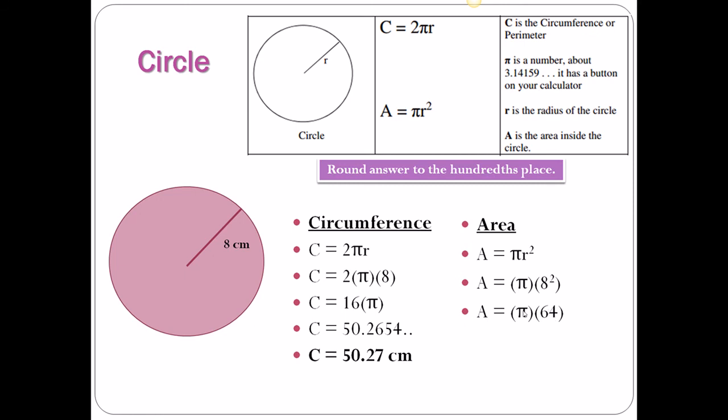Now just 64 times pi, again use the button on your calculator and you'll get a really long decimal, and we're rounding to the hundredths place. 1 is less than 5, so that means 6 stays the same. So we're at 201.06 centimeters squared because area is always squared.